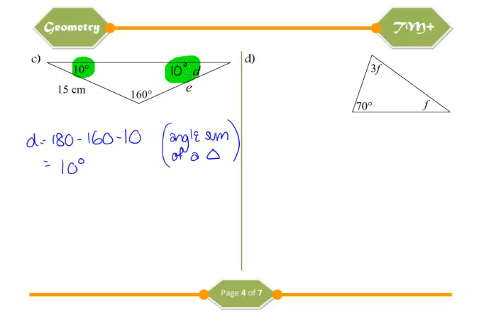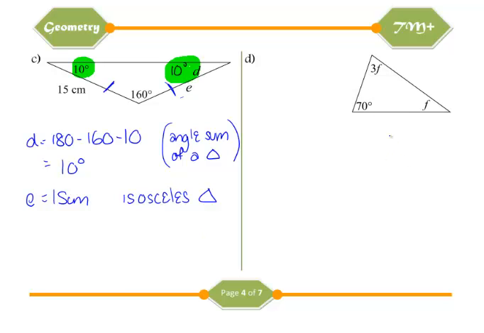Okay, so now I know that it's an isosceles triangle. I know that this side here has to equal that side there. So E has to be 15 centimetres, and it's because it's an isosceles triangle. Okay, try and get the spelling right too.